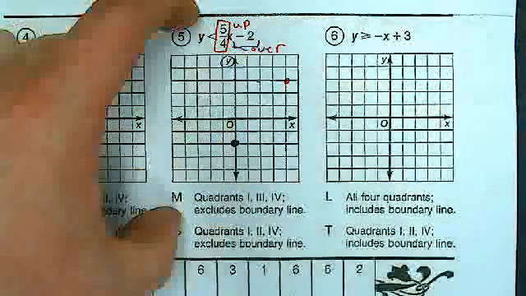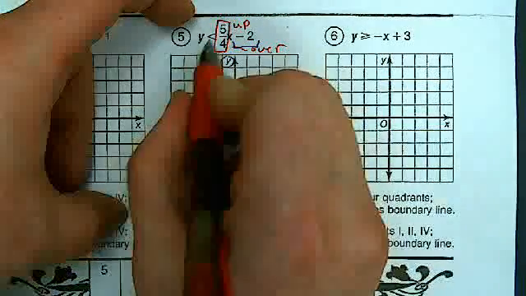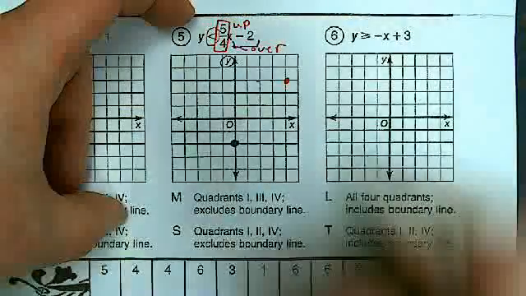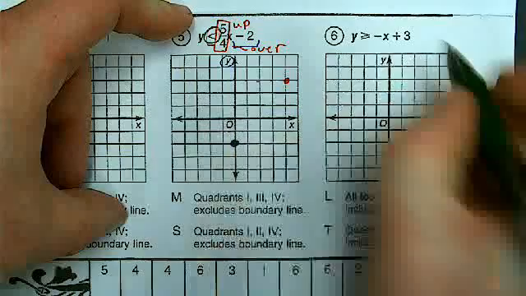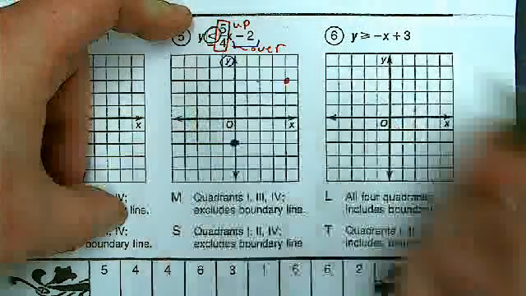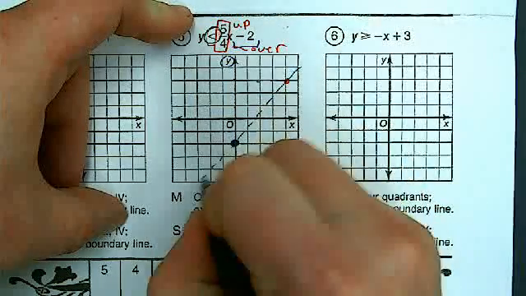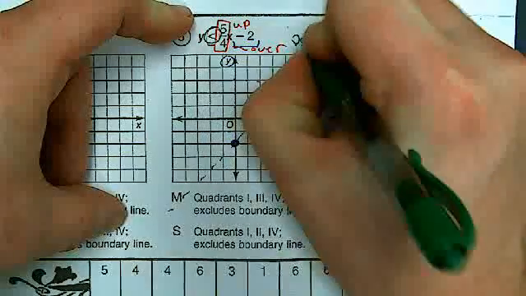Is it a solid line or a dashed line? It's a dashed line because of that right there. It says it's strictly less than. If it's equal to, it's a solid line. If it's strictly less than, then it's a dotted line. So through these points, I draw a dotted line. That doesn't look very dotted, so I'll just make a note that it's dotted.